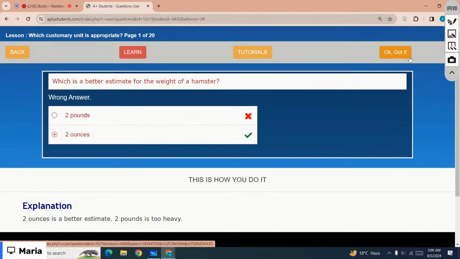2 ounces is a better estimate. 2 pounds is too heavy. You're right. That would be 2 ounces. The correct option is 2 ounces, right? Okay.